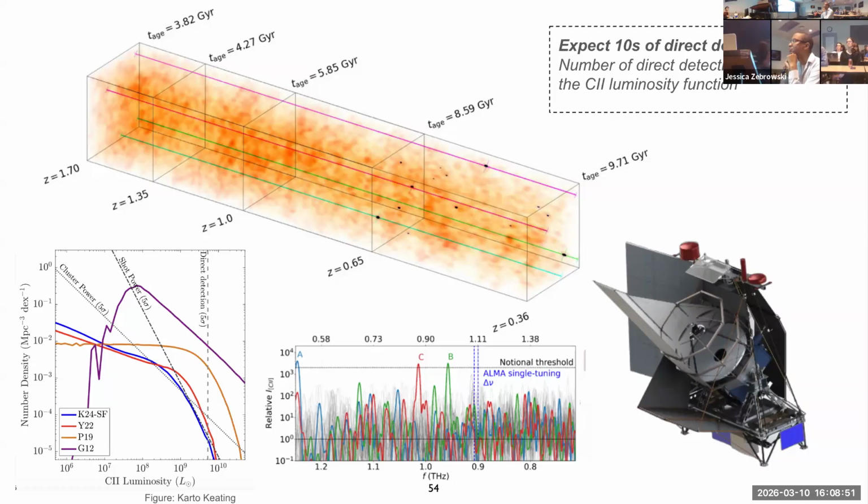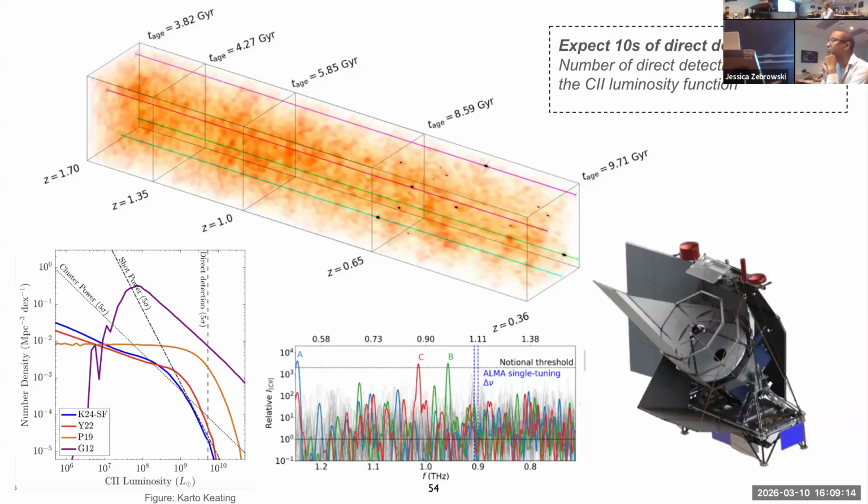So if you think of these individual lines going through the cube as lines of sight, each line is a function of frequency. Do any of these pop over the notional threshold of detection? And how many of these do we see? You can already start to constrain the [CII] luminosity function. Just by asking how many do we even see in TIM, you can start to rule out different models.